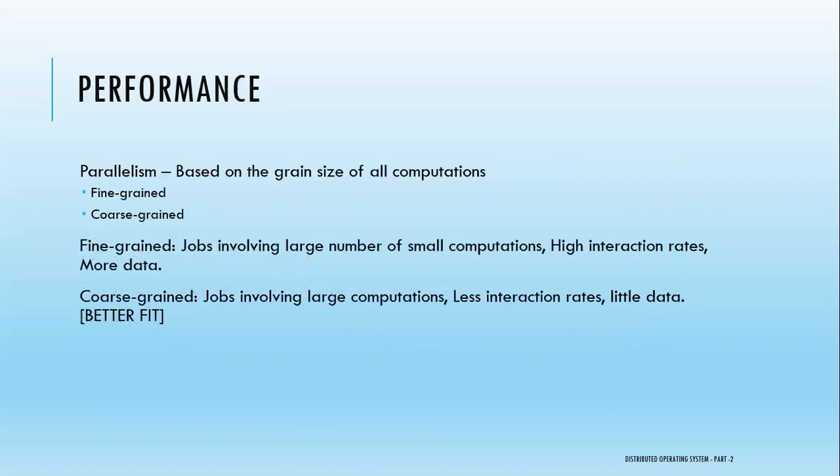Performance and parallelism are based on the grain size of the computation, fine-grained or coarse-grained computations. Fine-grained means jobs involving a large number of small computations, high interaction rates, and more data. Coarse-grained means jobs involving large computations, lower interaction rates, and little data.